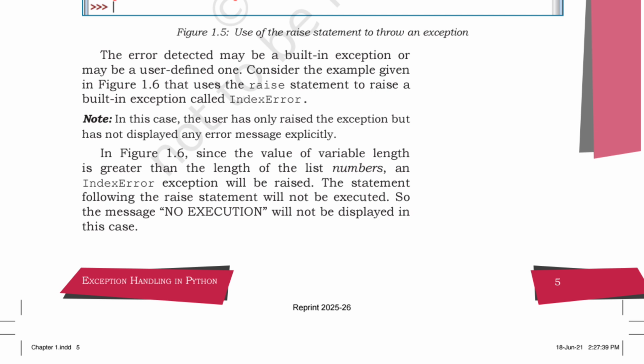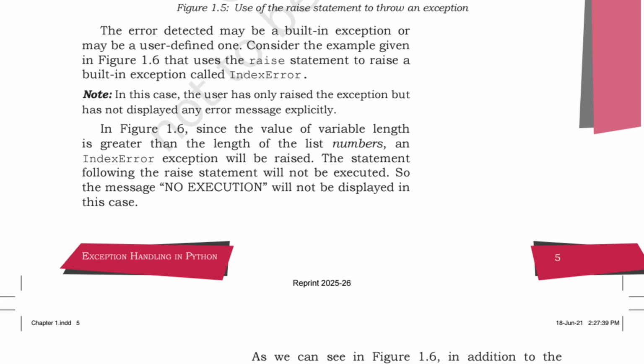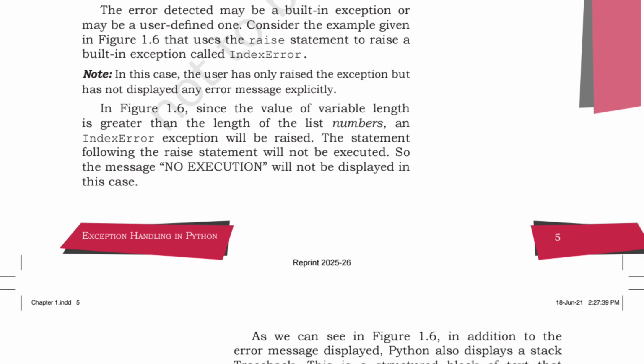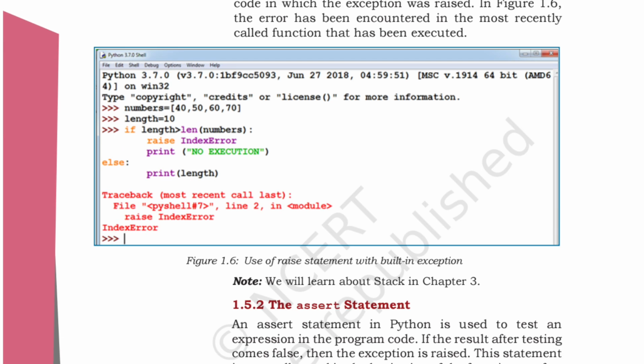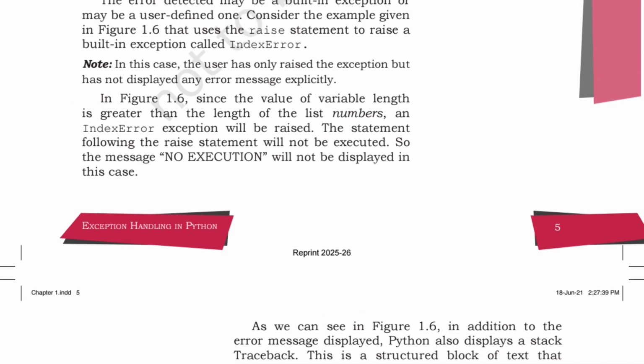In this case, the user has only raised the exception but has not displayed any error message explicitly. In figure 1.6, since the value of variable length is greater than the length of the list number, an index error exception will be raised. The statement following the raise statement will not be executed.